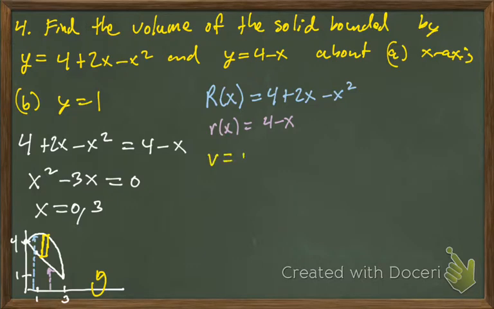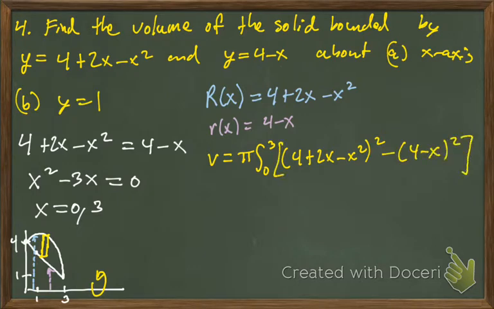Okay, so our volume is going to be equal to pi. Limits are 0 to 3. We're integrating with respect to x. Our functions are in terms of x. Okay, so outer radius squared, 4 plus 2x minus x squared, quantity squared, minus 4 minus x squared. Okay, and mostly this is just tedious integration, so we're going to have to expand the 4 plus 2x minus x squared quantity squared and the minus 4 minus x squared.